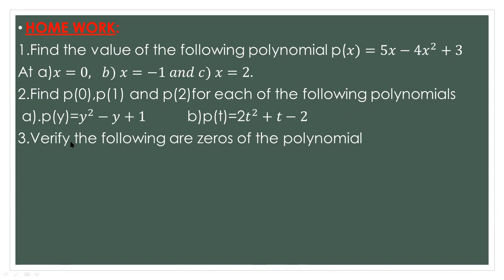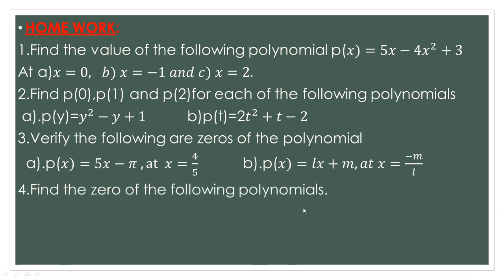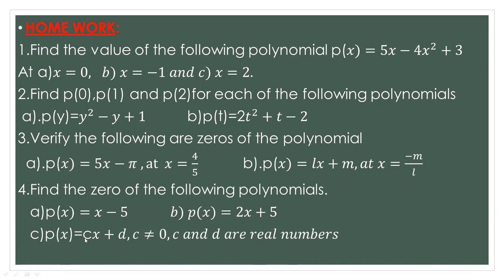Okay. Third one, verify the following are zeros of the polynomial. In this, first one, p of x is equal to 5x minus pi at x is equal to 4 by 5. Second one, p of x is equal to lx plus m at x is equal to minus m by l. Fourth one, find the zeros of the following polynomials. In this, first one is p of x is equal to x minus 5. Second one is p of x is equal to 2x plus 5. And third one is p of x is equal to cx plus d, where c is not equal to 0, c and d are real numbers.